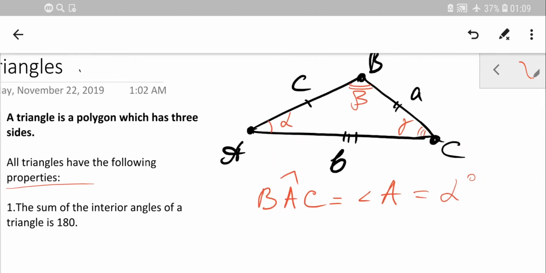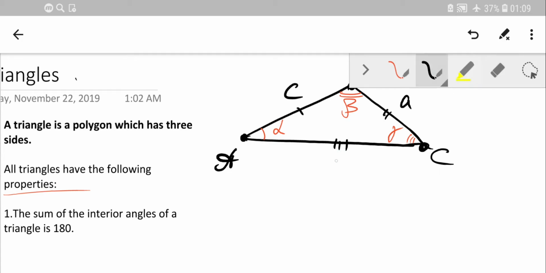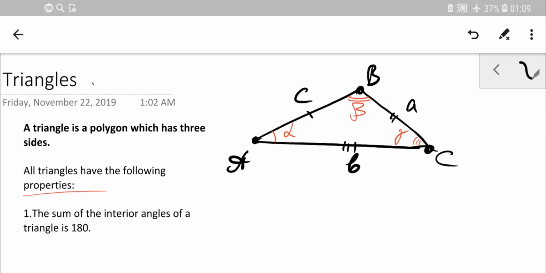So we go back here and write this rule, and this rule tells that the sum of all of the interior angles of the triangle is 180 degrees. So I put degrees here. It means that if you take alpha and beta and gamma and add them, you'll get 180.